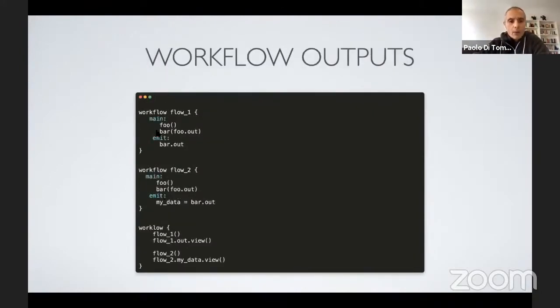In the same manner, I can define the output of a workflow. So I can say take, I can say emit, meaning that this workflow executes something and then emits the output of bar. Or I can even give it a name by assigning this to a variable. So what is going to happen? In the first case, when I call flow one, I will be able to access the output of flow one with the usual mechanism dot out, and then apply an operator or use a different process or workflow execution. In this case, since I said emit my data equals something, I think here there's a typo. Here it should be flow two dot out dot my data, like in the process version.